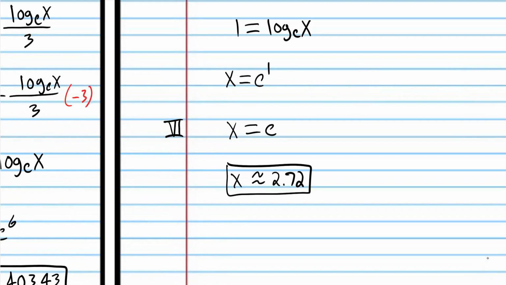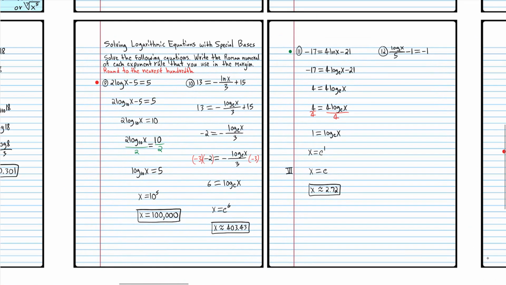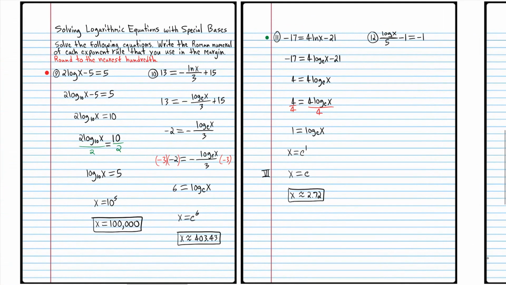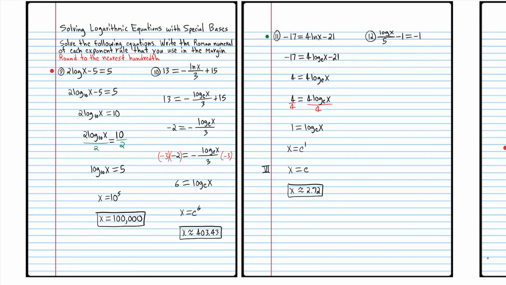Alright, we're back. If you got that right, excellent. If you forgot to write the Roman numeral of the exponent rule, that's okay. But just be aware that we may be using some exponent rules with these problems. So try number 12. First thing you want to do is change log x to log base 10 of x, right? And then isolate log base 10 of x. Try number 12. When you come back, we'll do it together.